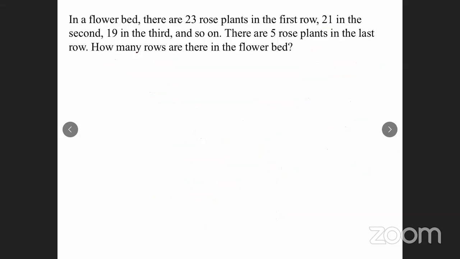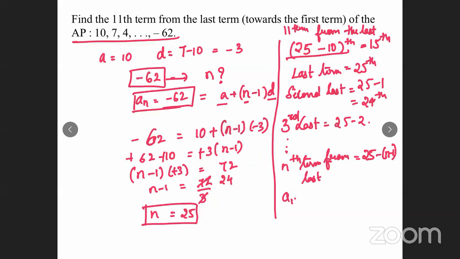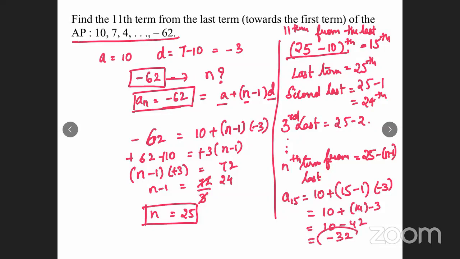So to find the 15th term, that is A15, we need to find. So n is known, everything is known. A is 10, plus n is 15, minus 1, times d, that is minus 3. That is 10 plus 14 times minus 3, that is 10 minus 42. The answer is minus 32 is the term.